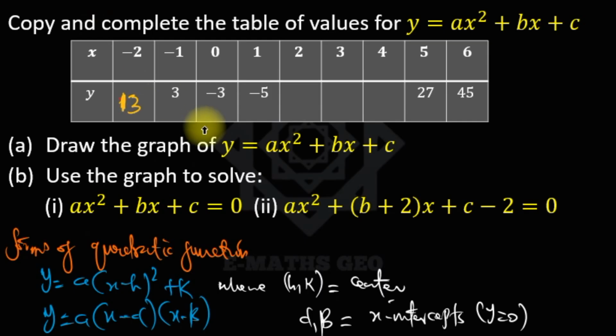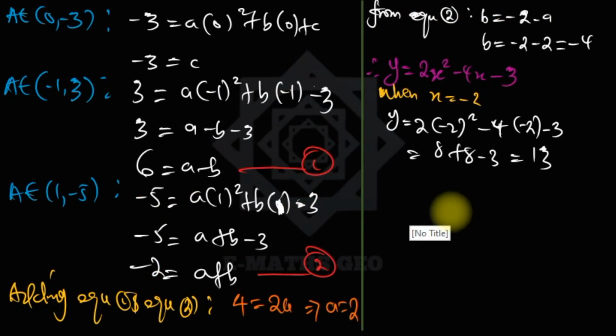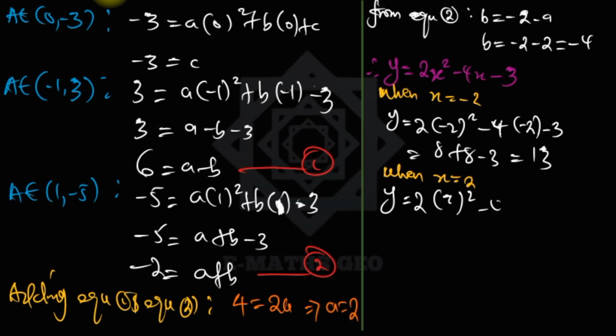So the first value, now we've gotten that. So the other one, when x is 2, let's get y. So when x is 2, we now have that y is 2 times 2 squared minus 4 times 2 minus 3.